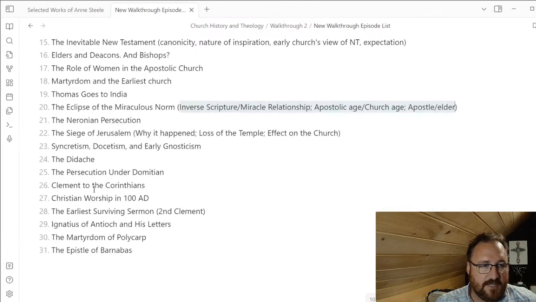If this sounds fascinating to you, wonderful. Welcome. The Neronian persecution, obviously 64 AD, and then the siege of Jerusalem, why it happened, loss of the temple, the effect on the church and theology and so forth. These things are all very important.